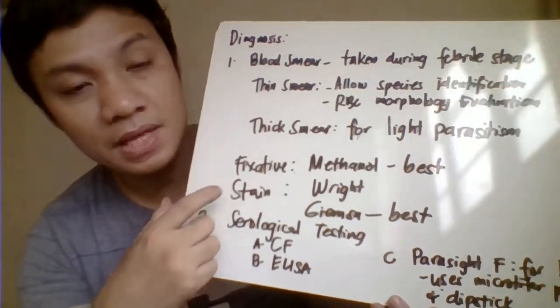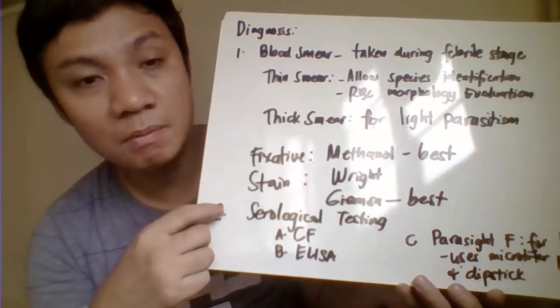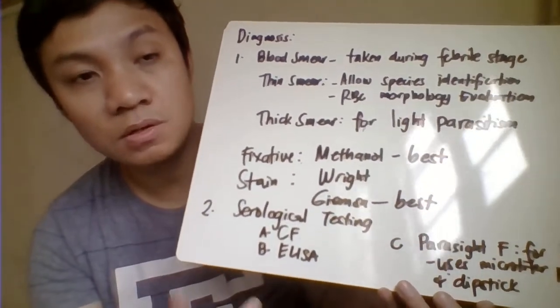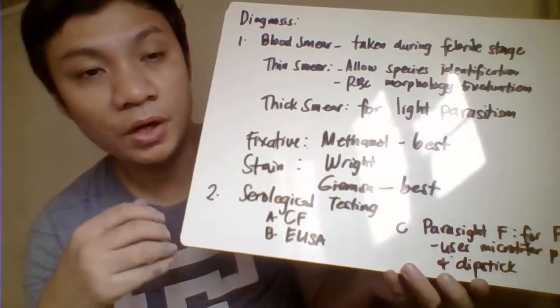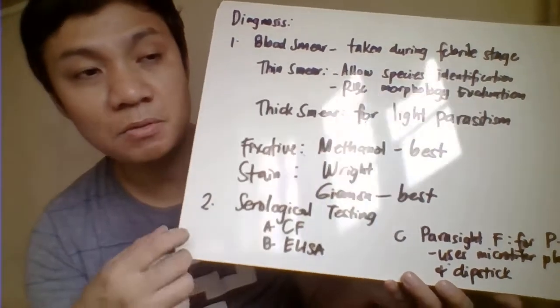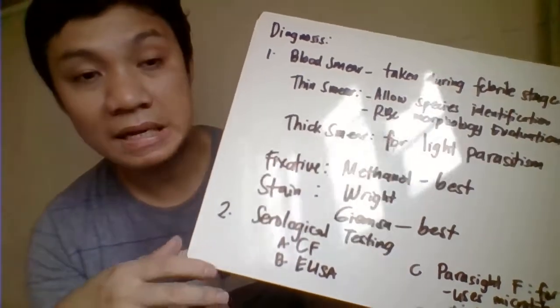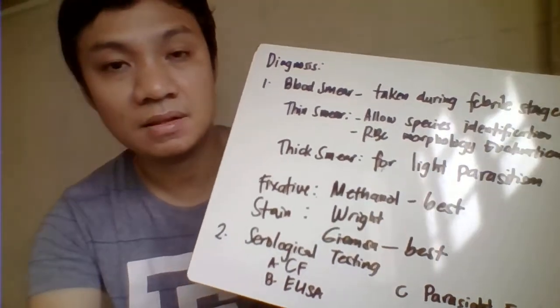Remember pala dito sa thick smear, you need to perform the hemoglobinization. So dip that one in tap water to rupture, to release hemoglobin. That would help you then to have an easy identification, kasi pag hindi mo siya na-release ang hemoglobin, mahirap mag-identify for that.